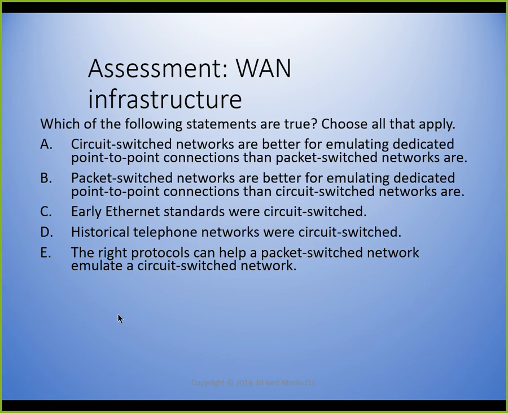So we have some more review questions. Which of the following statements are true? Choose all that apply. Circuit switched networks are better for emulating dedicated point-to-point connections than packet switched networks. Packet switched networks are better for emulating dedicated point-to-point. Early Ethernet standards were circuit switched. Historical telephone networks were circuit switched. The right protocols can help packet switched networks emulate a circuit switched network. A, D, and E. So we'll go with that.